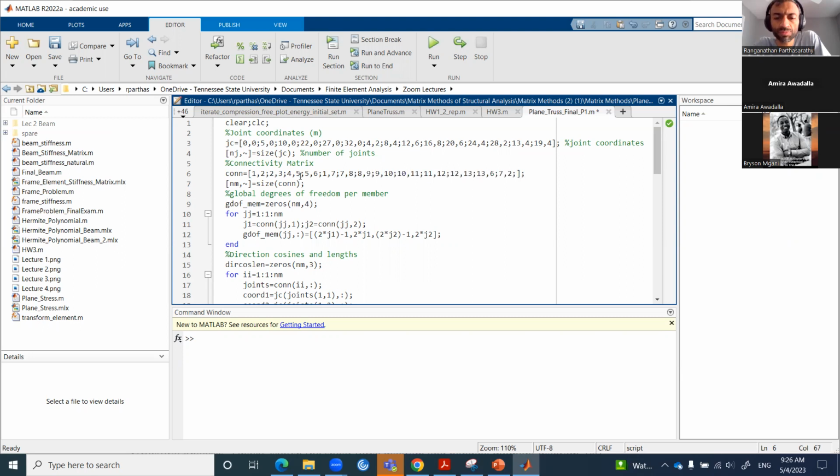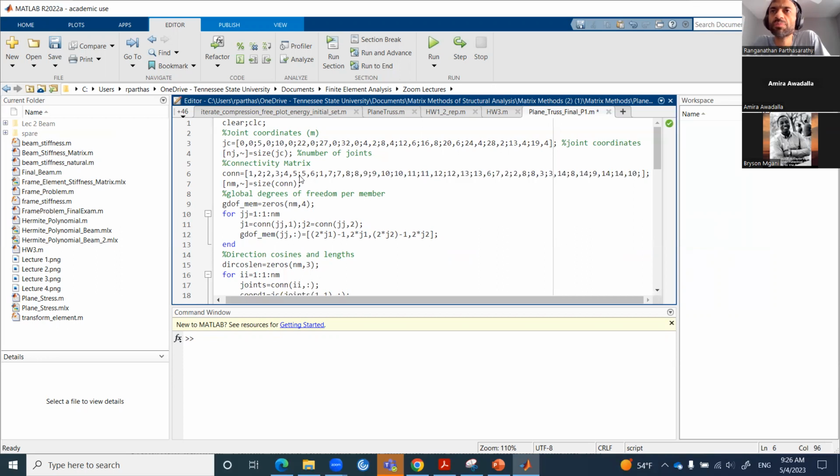Number 14, 2 and 8. Number 15, 8 and 3. Number 16, 3 and 14. Number 17, 8 and 14. Number 18, 9 and 14. Number 19, 14 and 10.